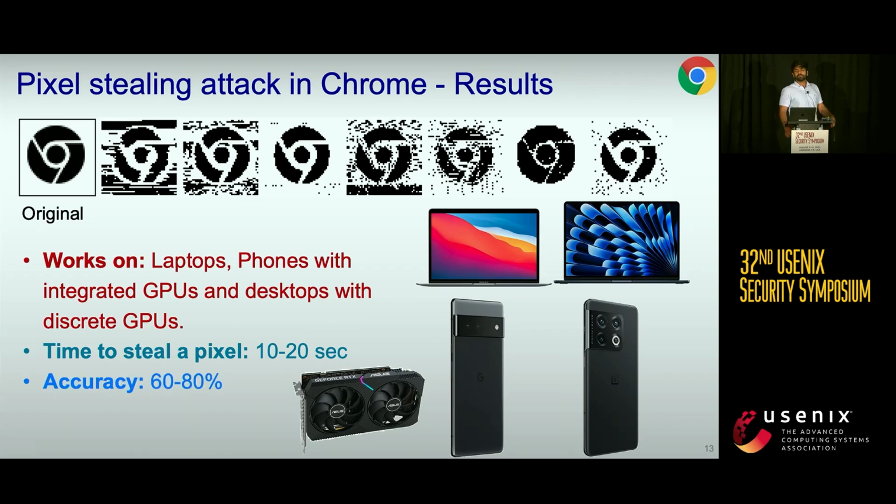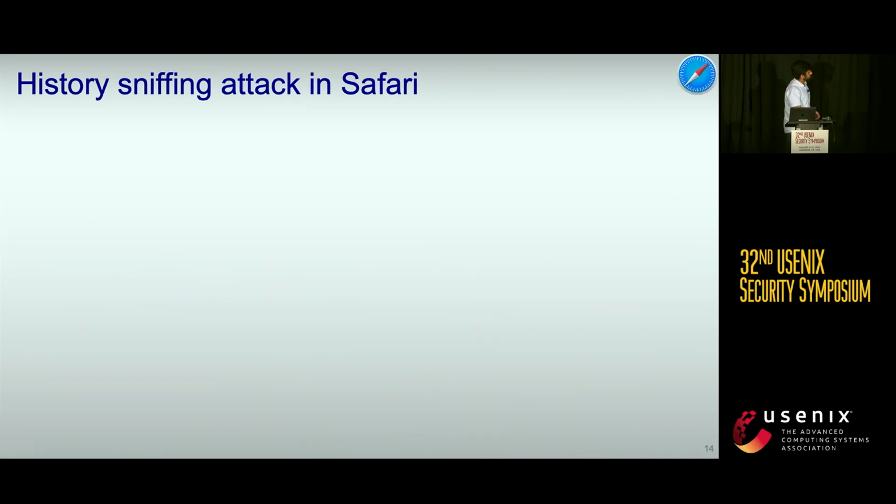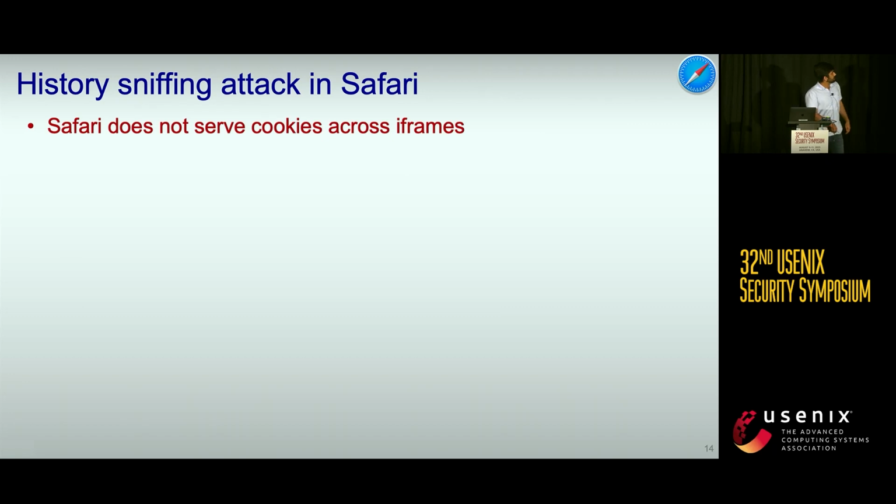Now, the next most popular browser after Chrome is Safari. What about Safari? Safari does not serve cookies across iframe. What does this mean? This means, let's say we open an iframe inside Chrome. Chrome will serve the cookie to this embedded iframe.